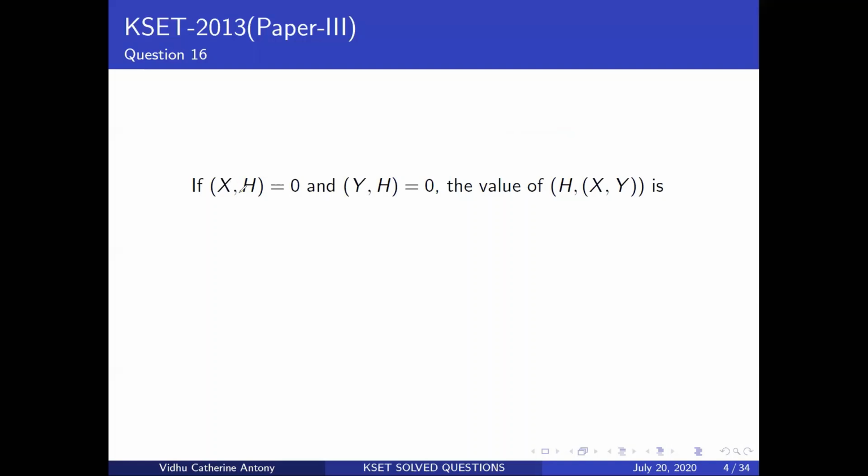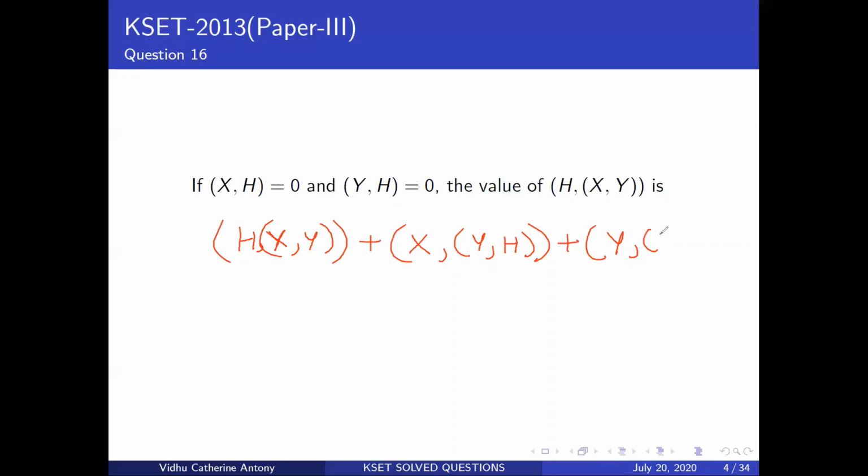If x comma h is equal to 0 and y comma h is equal to 0, what is the value of h xy? Now I hope you remember this. It's called the Jacobi identity. Even if you don't, you can remember it now. I want to alternate this, so you go cyclic. This is your Jacobi identity. You take your x here, then you put a y, then you put an h. Then you take your y here, then you put an h and an x, and so on. This is equal to 0. This is called your Jacobi identity.